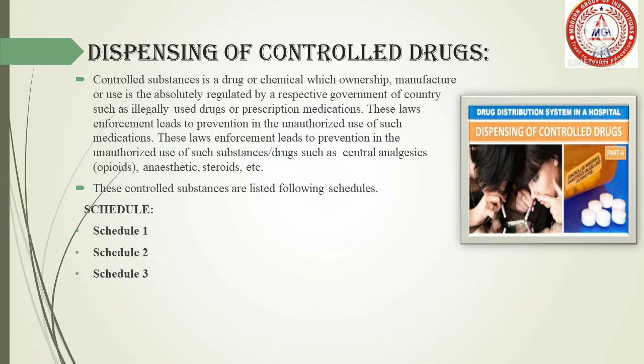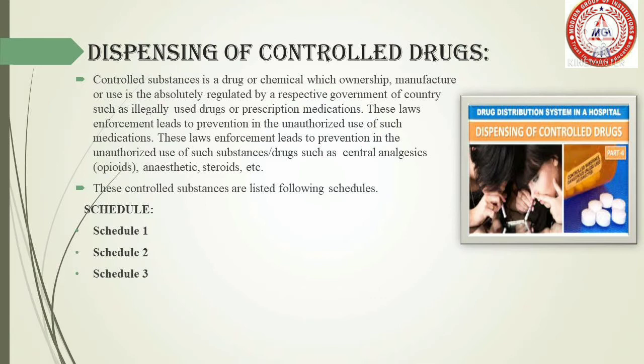A controlled substance is a drug or chemical whose ownership, manufacture, or use is strictly regulated by the government of a country, such as illegally used drugs or prescription medication. Enforcement of these laws leads to prevention of the unauthorized use of such substances or drugs, such as central analgesics, anesthetics, steroids, etc.